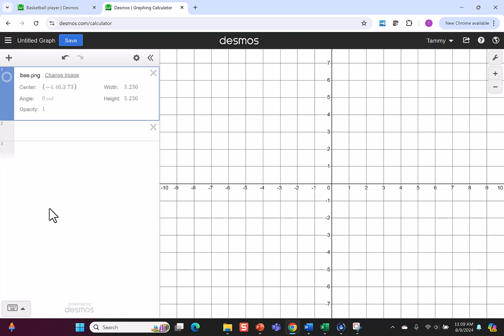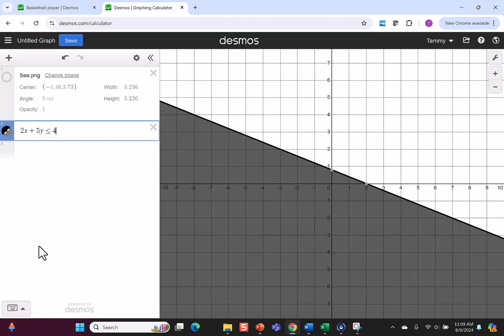When we graph by hand, we generally write our line in slope-intercept form. When you graph in Desmos, that's not required. I could type in 2x plus 5y is less than or equal to 4, and it will graph and shade for me without having to rearrange the line.